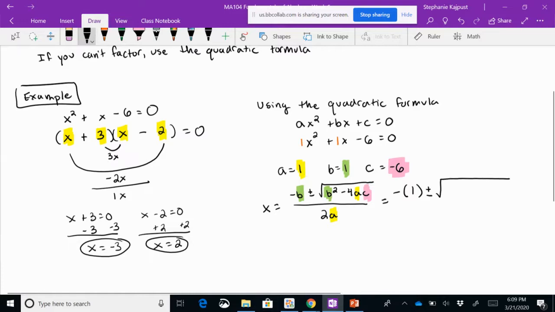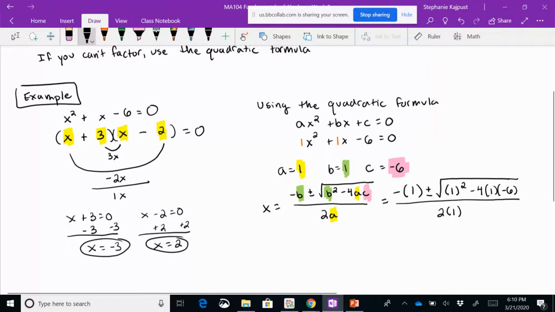Then we have our square root. And we have b, so b is 1, so that's going to be 1 squared, minus 4, and then a, so that's times 1. And then c, which is negative 6. I'm trying to go very slowly because it's really easy to make mistakes here.